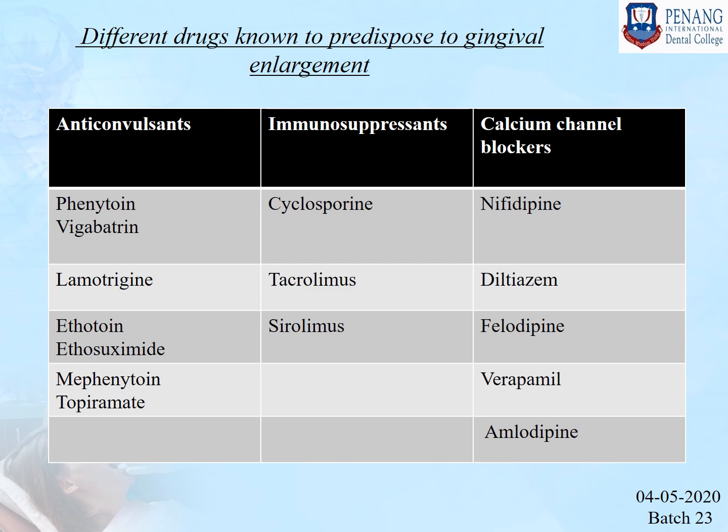There are different drugs. This table shows different drugs which are known to predispose to gingival enlargement. They have been classified as anticonvulsants, immunosuppressants, and calcium channel blockers. Out of these, phenytoin, cyclosporin, and nifedipine are among the most commonly seen drugs which cause gingival enlargement.